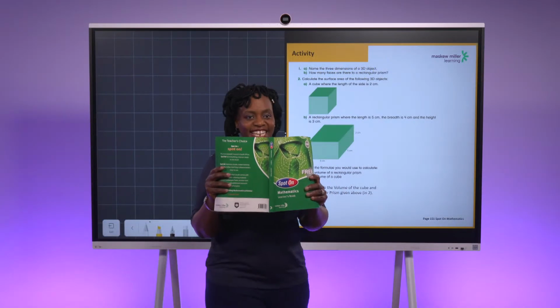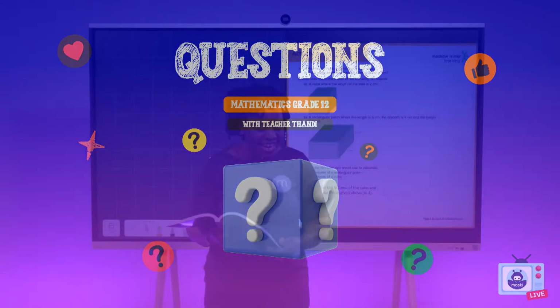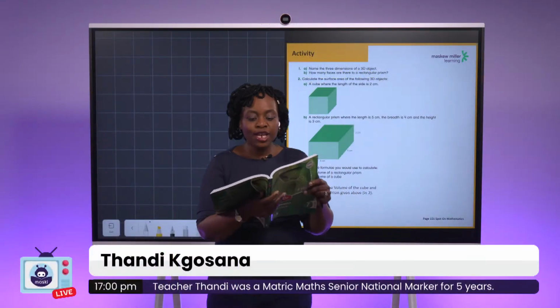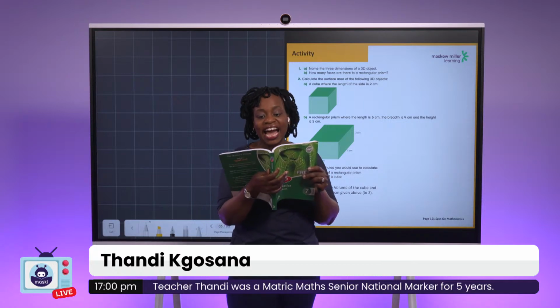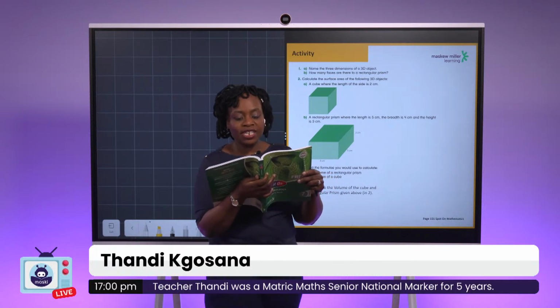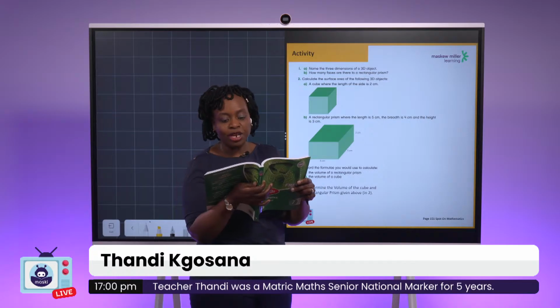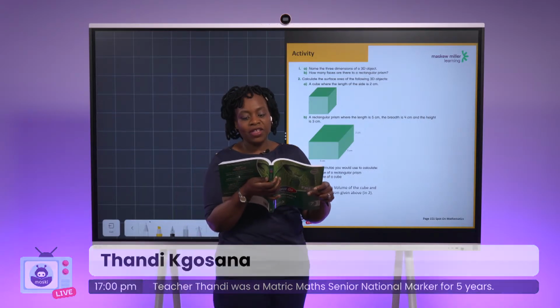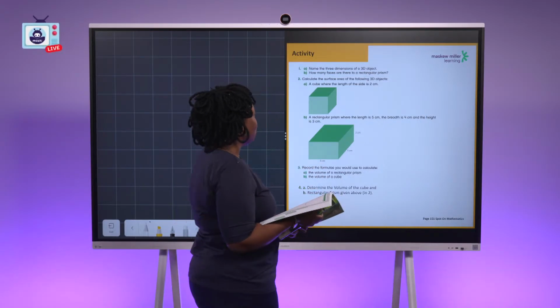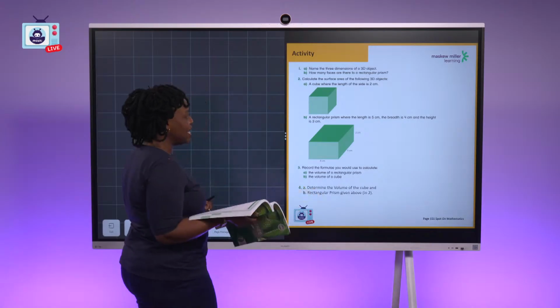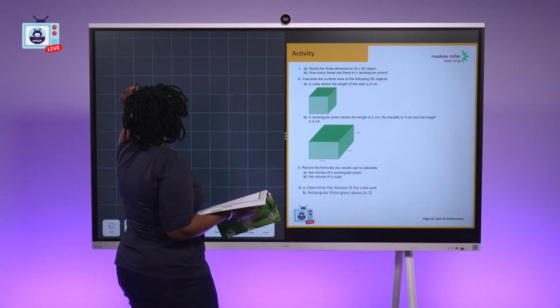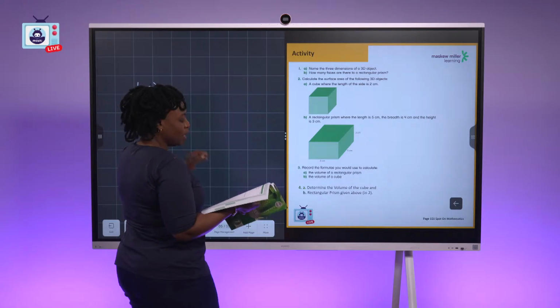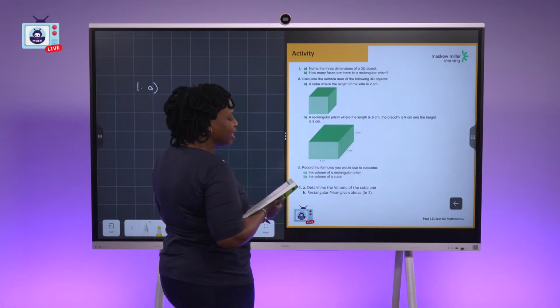Okay, as I said, this is my one and only book that I've used today. So let's go through it together and answer the questions. The first question says, name the 3 dimensions of a 3D object. So you need to name the 3 dimensions of any 3D object. Can you guys pop that in the chat so that we can get that right together?